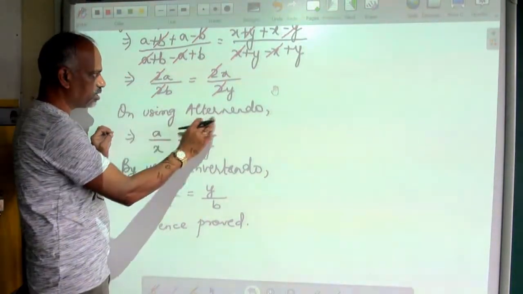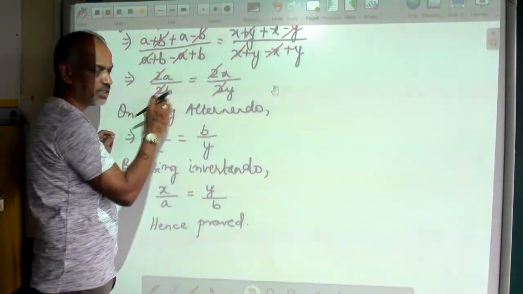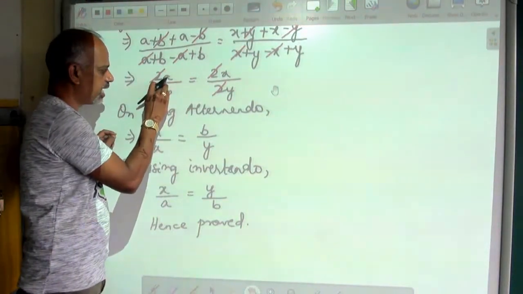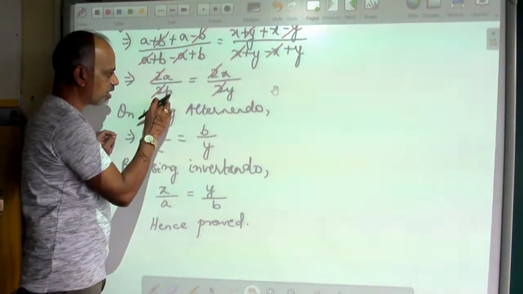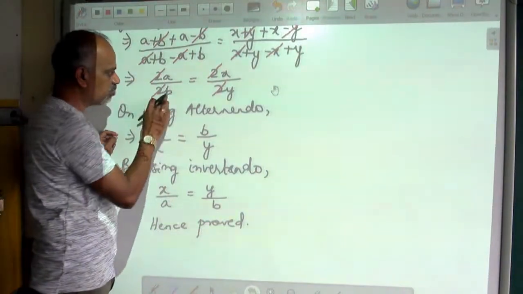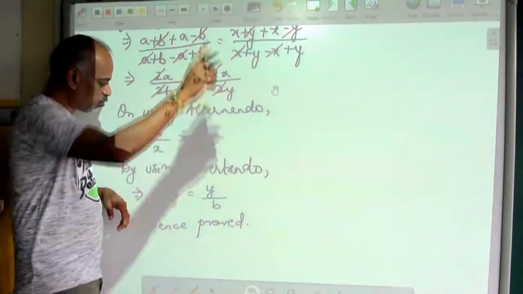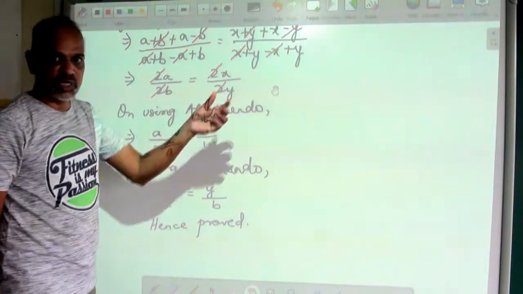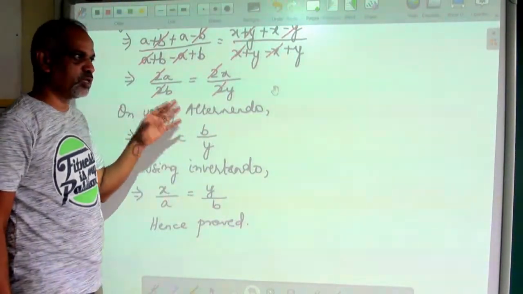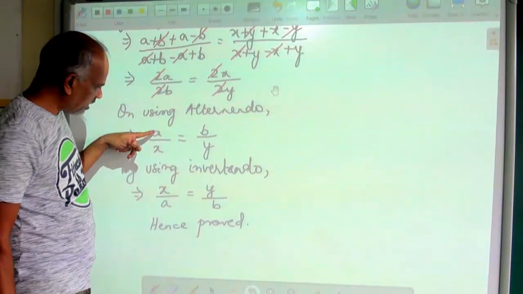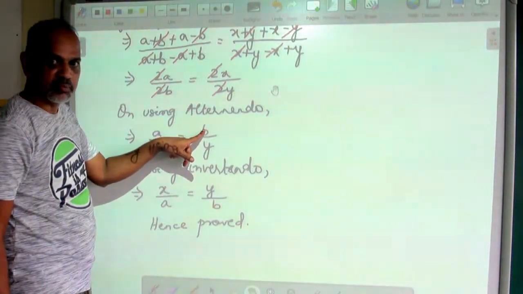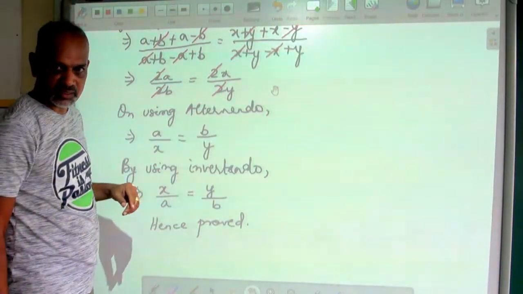So on using alternendo, these two will interchange place. So it becomes a, and the x comes here, divided by x is equal to b goes there. So that's b divided by y. But in whatever is asked, you need to prove x by a is equal to y by b. But you have the opposite of that.